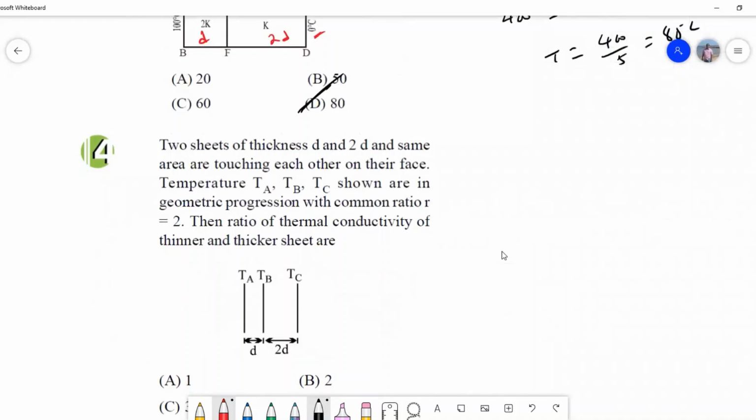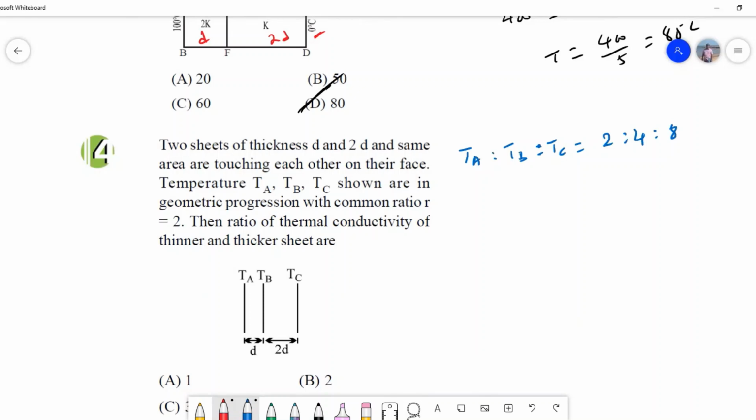Now look at the fourth question. Two sheets have thickness D and 2D. Here the thickness of this one is D and this one is 2D. The temperatures Ta, Tb, Tc shown are in geometric progression with common ratio 2. So the temperatures of A, B and C should be in the ratio 2 is to 4 is to 8. If you take the ratio, you get 2 only.